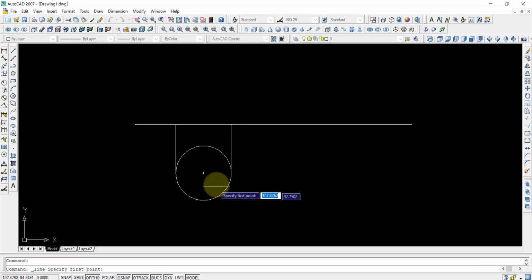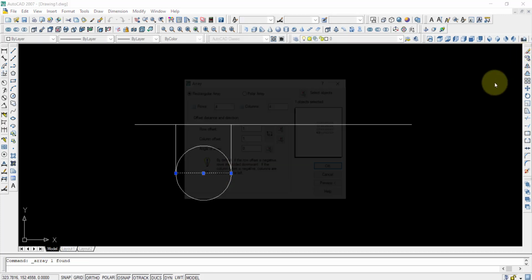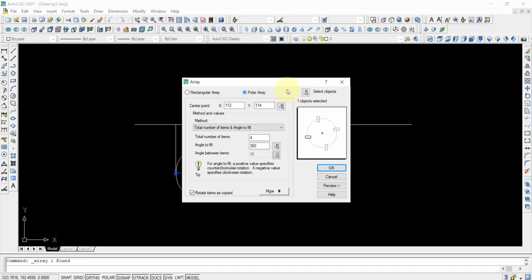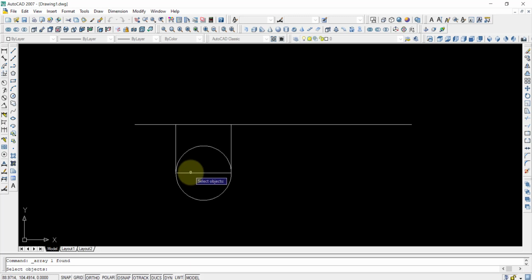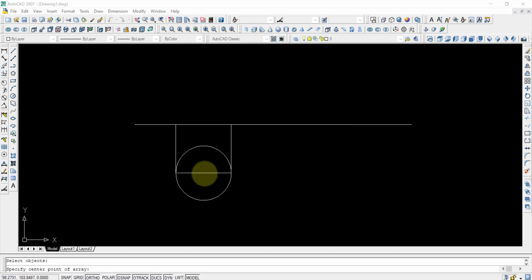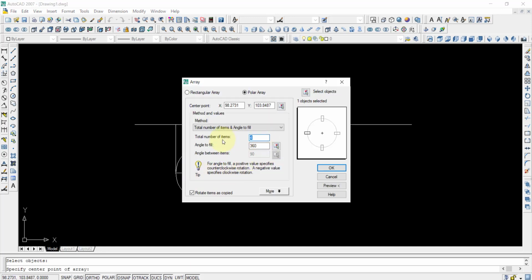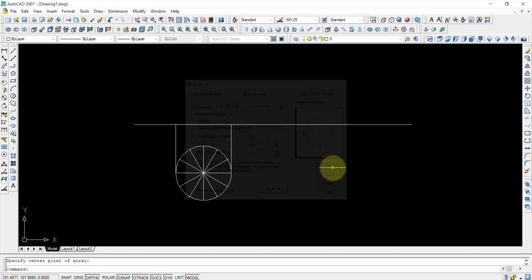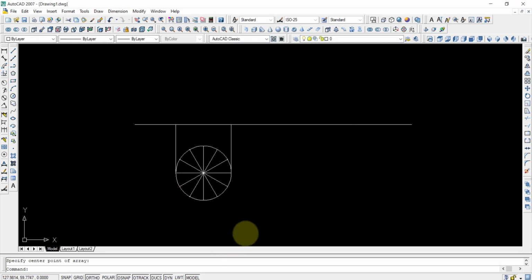Now we will draw a straight line here like this, select this straight line, and use array, polar array. Select the object as this one, enter, and the center point as this one, and here you take 12 items and press OK. In this way, after that, whatever the points are there, you project the lines like this.